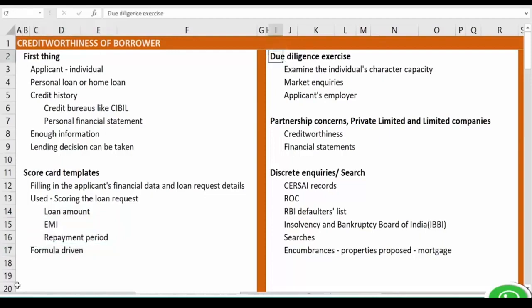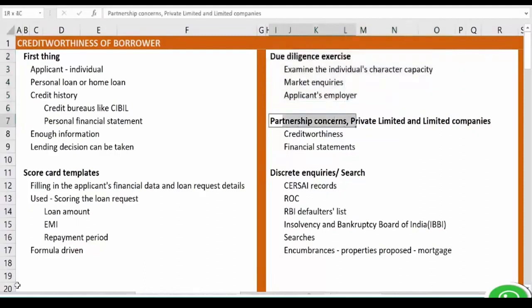Bank should also carry out due diligence exercise. Bank should examine that individual's character, capacity. Character means whether he has intention to repay, capacity, whether he has adequate cash profits in his business. Bank will also make market enquiries. They'll also talk to that applicant's employer. Okay, so these are all going to form part of due diligence exercise. This is in case of an individual.